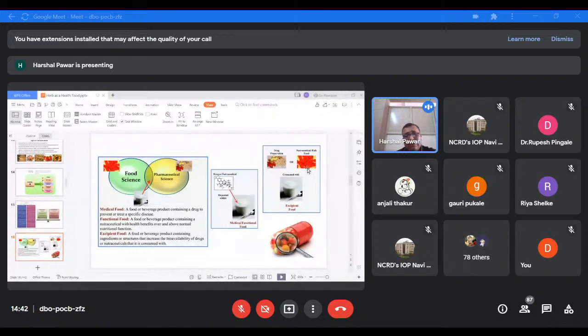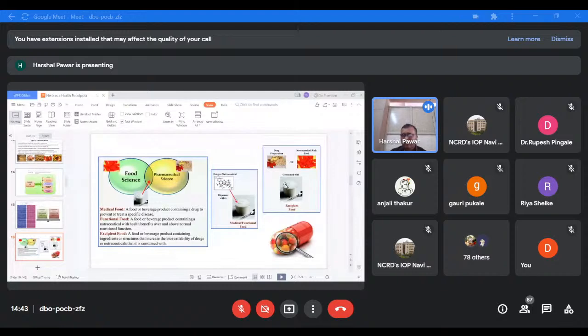Right, here in case of excipient food, a food or beverage product containing ingredients or structures that increase the bioavailability of drugs or nutraceuticals that it is consumed with, right? So here you can have certain drug components, or a certain herb component, I'll say, which you can mix with a special kind of excipients, and these excipients will help to increase the absorption of those particular phytoconstituents.